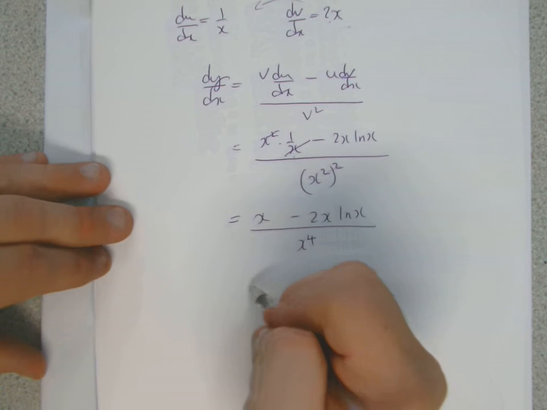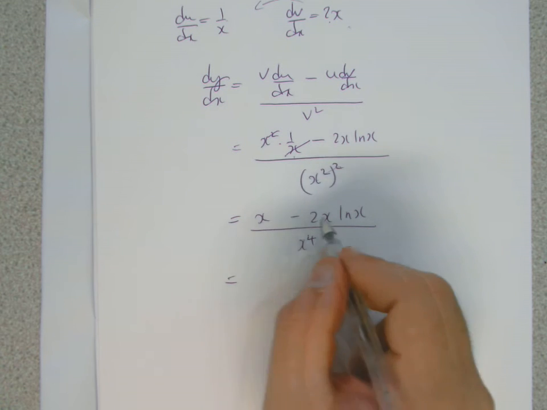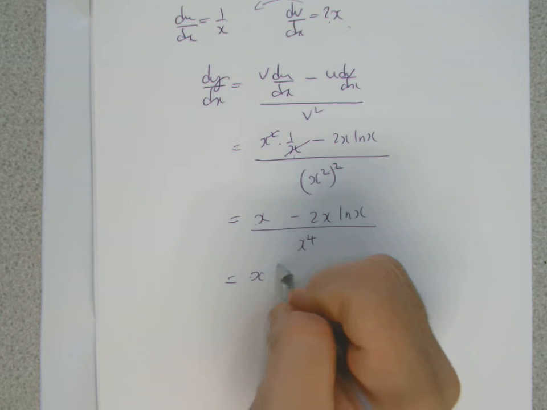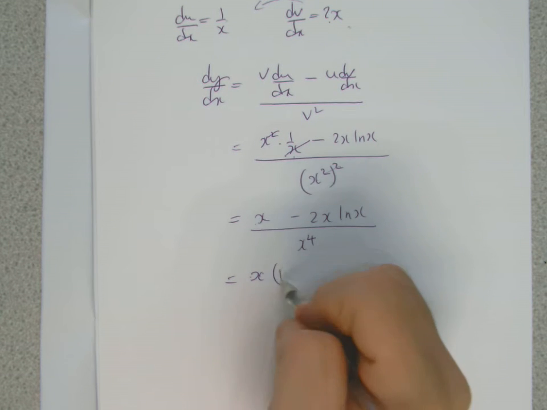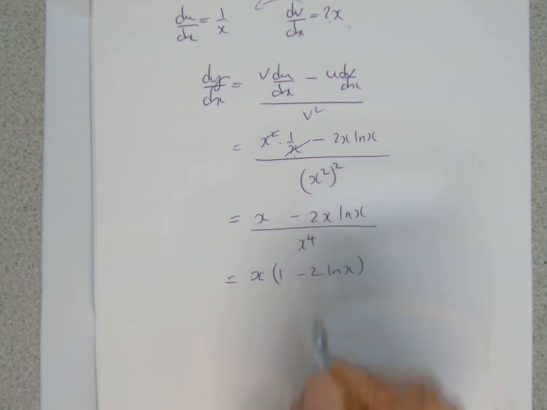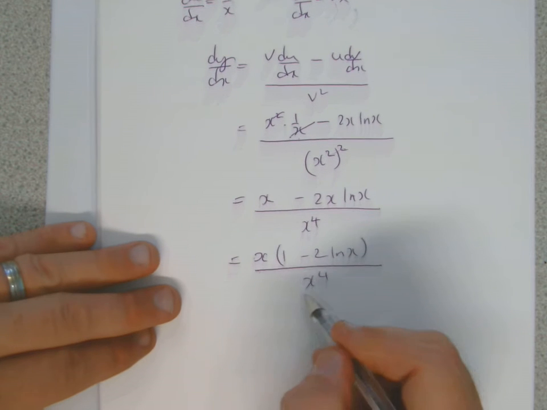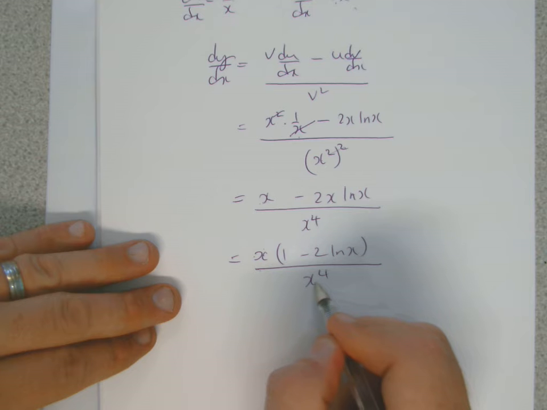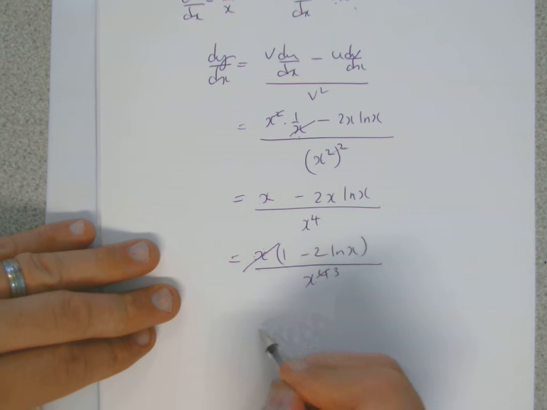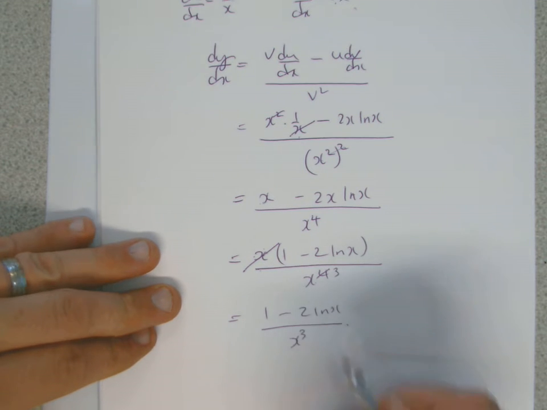And on the top then, you notice here, we've got common factors of x. X goes into both. So we can take out x, you can factorize x, bracket, x times 1 gives me x, and x times 2 ln x, or minus 2 ln x gives me that. So factorize on the bottom, x power 4. And we can even tidy this up further, because x on the top, x power 4 on the bottom, that will cancel with that power and make that a 3. So I end up having 1 minus 2 ln x over x cubed.